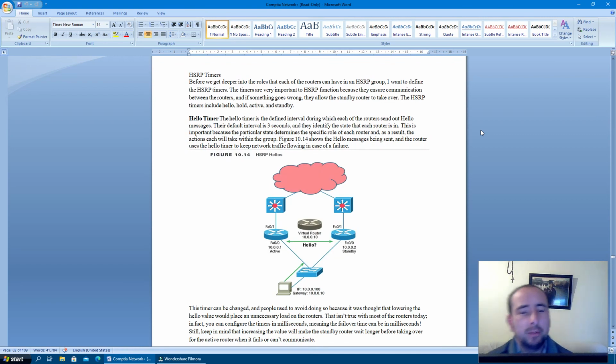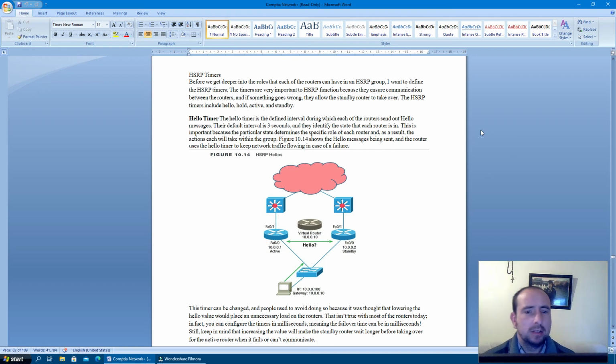HSRP timers. Before we get deeper into the roles that each of the routers can have in a HSRP group, I want to define the HSRP timers. The timers are very important to HSRP function because they ensure communication between the routers, and if something goes wrong, they allow the standby router to take over. The HSRP timers include hello, hold, active and standby.